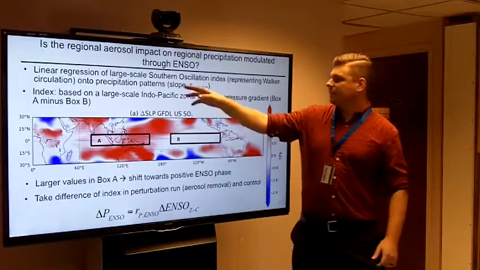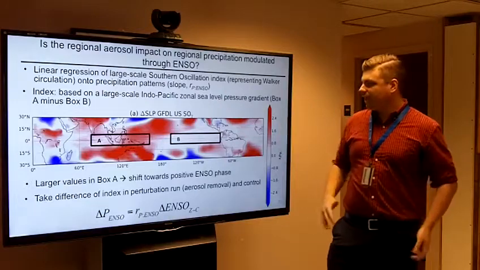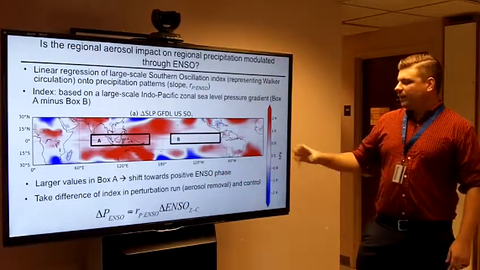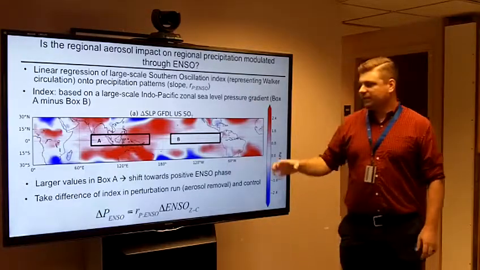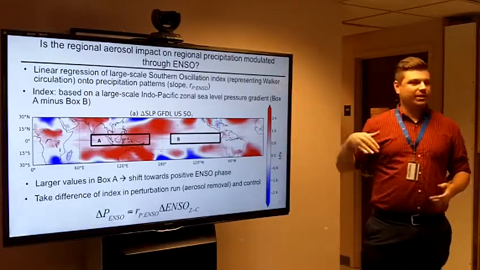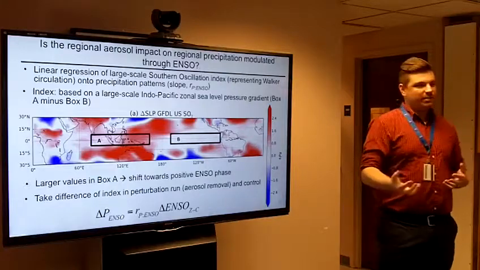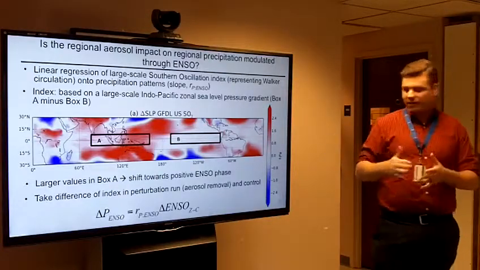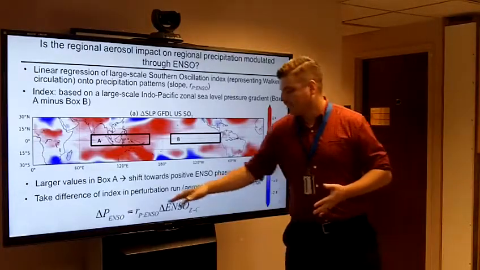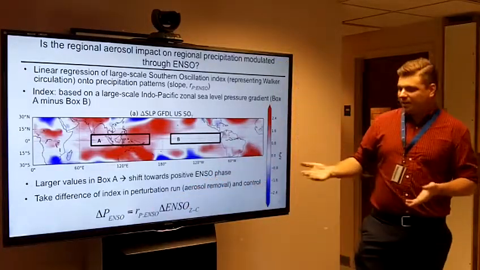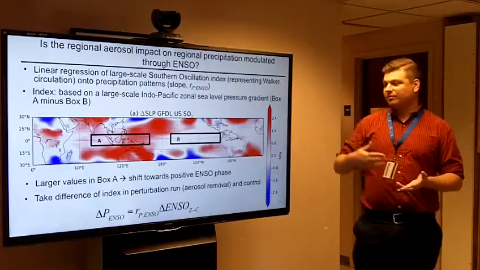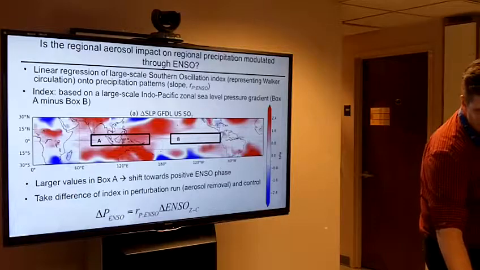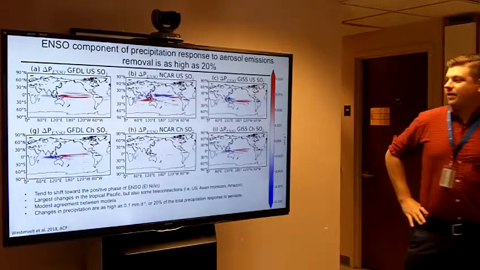That basically is this slope, this RP ENSO, which is the slope of this regression. Then, if we take that and do the same Walker circulation index in the perturbation simulations and the control simulation and take a difference there, that's like your delta ENSO effect. If you multiply that times that slope, you have a rough estimate of the delta precipitation due to ENSO. And that's exactly what we did with our various simulations of aerosol perturbation.